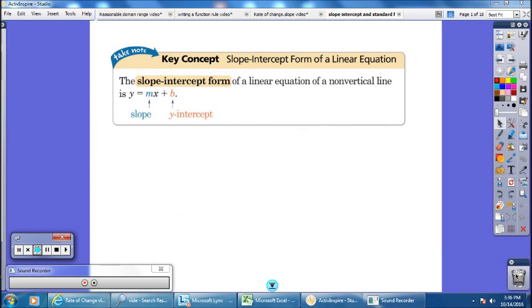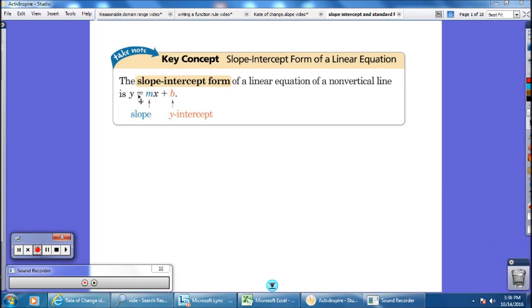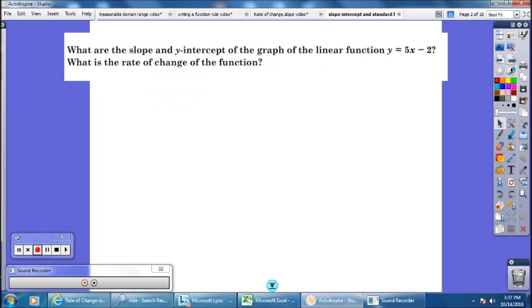All right, so now we're going to talk about slope-intercept form and standard form of linear equations. You guys already know y equals mx plus b. It's the slope-intercept form, where m is the slope and b is the y-intercept. What does the y-intercept mean? The y-intercept is where it crosses the y-axis on the graph.